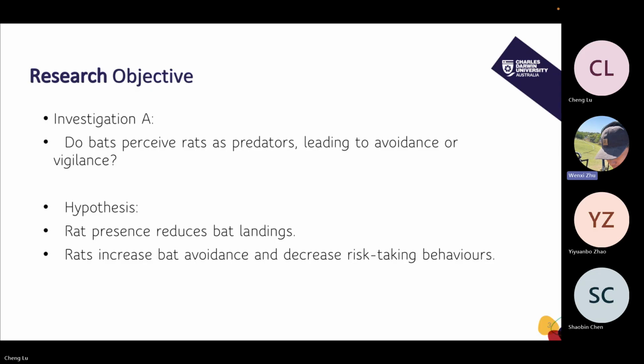For example, we calculated risk percentage, the proportion of bat landings that were risk taking in each 30-minute window. We also summarized bat landing to food using the median so we could compare landing behavior more consistently across time periods. And these derived features helped us connect the two datasets and directly test whether rat presence changes bat risk taking and landing behavior. So this is part one.